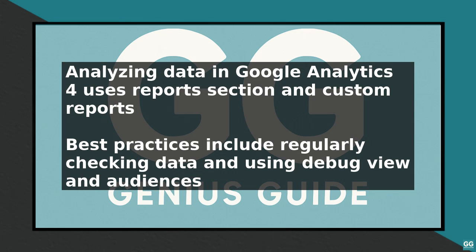Best practices for interpreting Google Analytics 4 setup include regularly checking your data for accuracy and completeness, using the debug view to test your events and parameters, and using the audiences feature to segment your data and gain a deeper understanding of your users. By following these steps and best practices, you can gain a deeper understanding of your users and make data-driven decisions to improve your website or app.